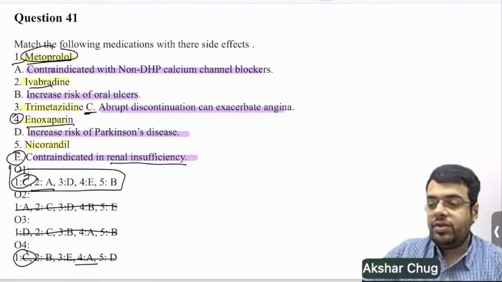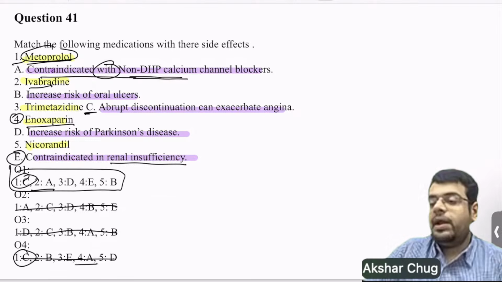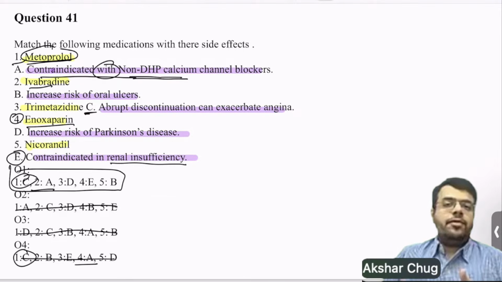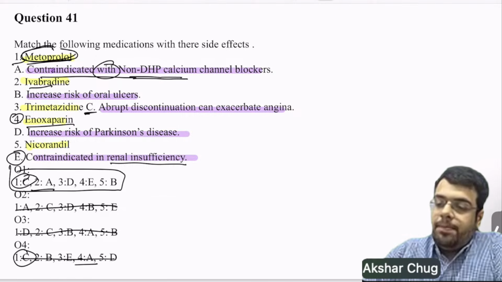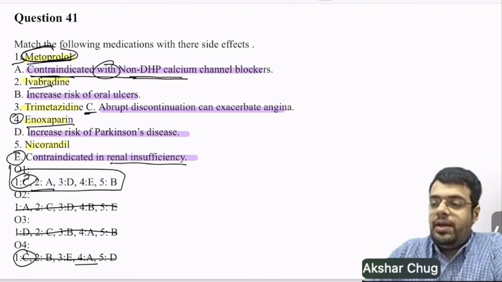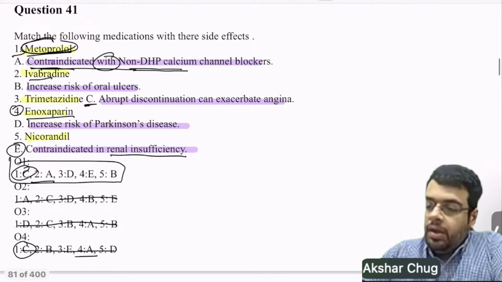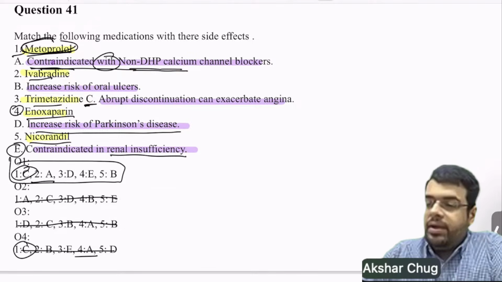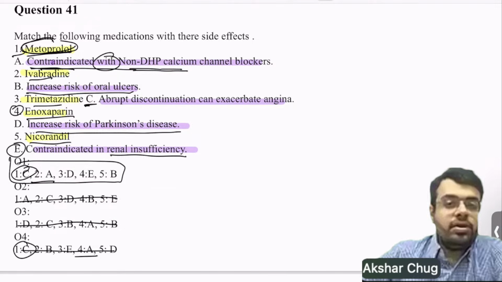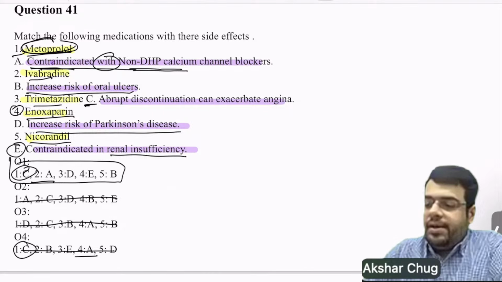Ivabradine is contraindicated with non-DHP calcium channel blockers. Now, ivabradine itself causes bradycardia, and non-DHP calcium channel blockers will also result in bradycardia. Even metoprolol could match with A, as it is also contraindicated with non-DHP calcium channel blockers. Then trimetazidine has increased risk of Parkinson disease, and nicorandil is notorious for causing increased risk of oral ulcers. Let's move to the next question.